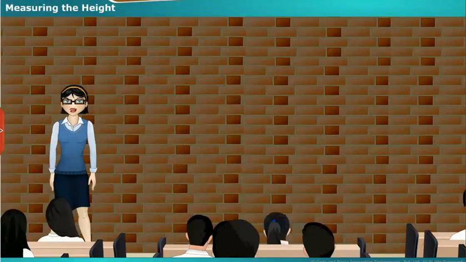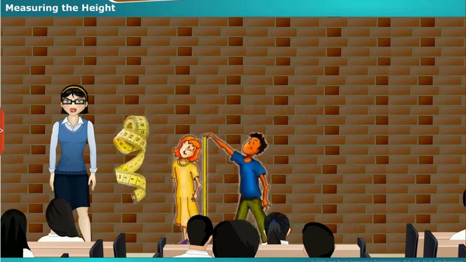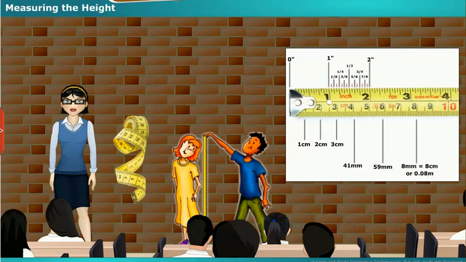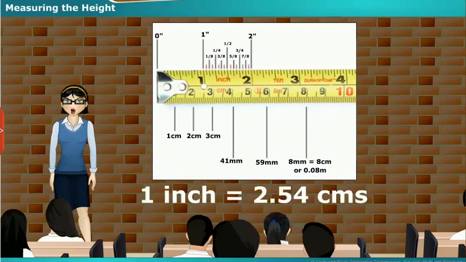Hello children. In this section, we will know how to measure the height. Height is measured with a measuring tape. On the measuring tape, on one side, we have centimeters and on the other, we have inches. Centimeters and inches are the measuring units of height. From the measuring tape, we come to know that 1 inch is equal to 2.54 centimeters.